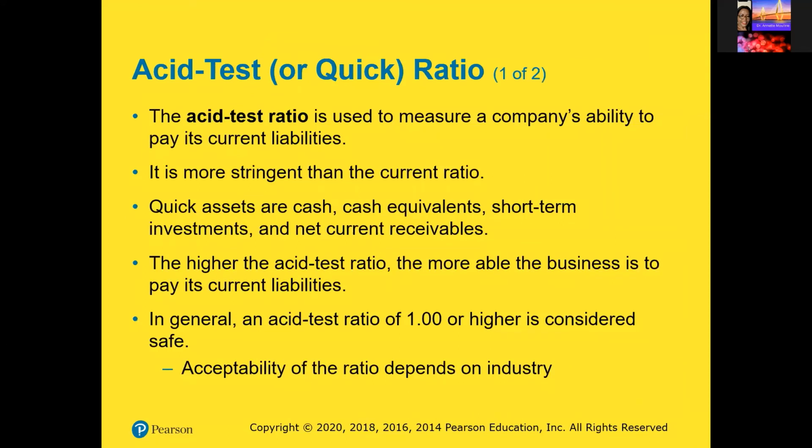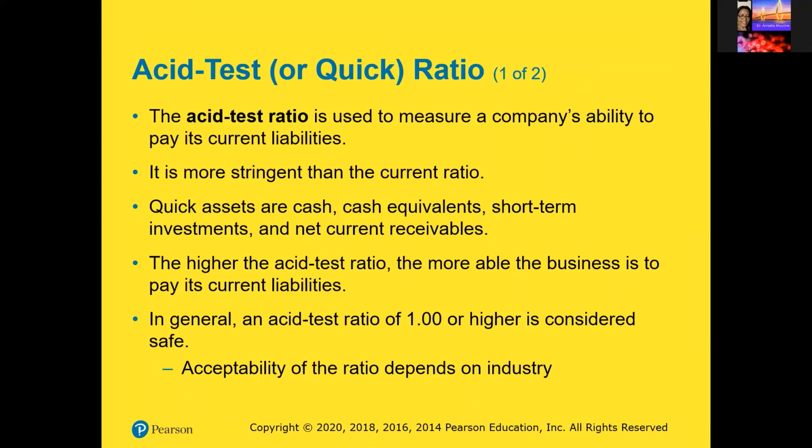The asset test ratio is the ratio of the sum of cash, cash equivalents, short-term investments, and net current receivables to total current liabilities. The ratio tells whether the entity could pay all its current liabilities if they came due immediately. The result is a ratio that gives us an idea of whether the company currently has sufficient liquid assets to cover current liabilities.